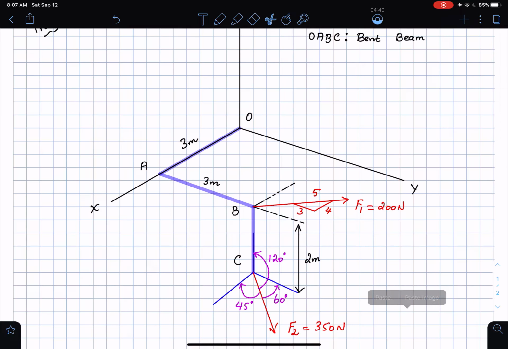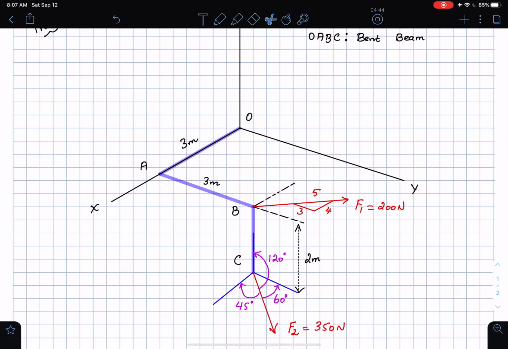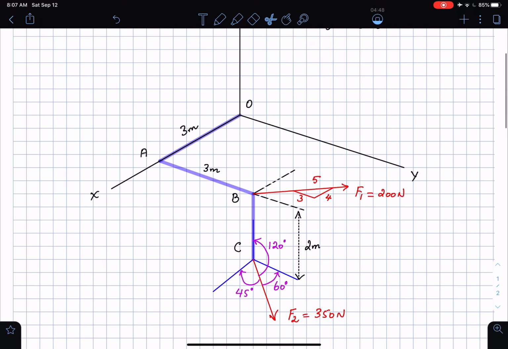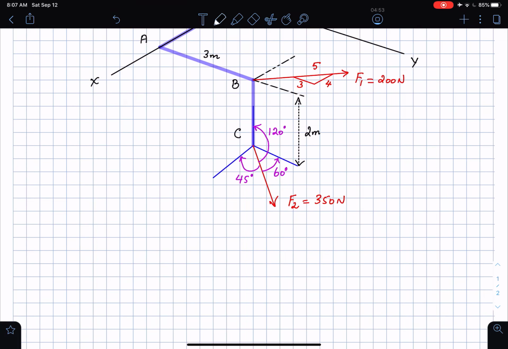And as I typically do, I draw distances in dotted lines. Okay, what am I supposed to do? I need to find the resultant moment about the point O using the scalar approach, using the vector approach. Okay, so obtain the resultant moment about O due to the forces F1 and F2.